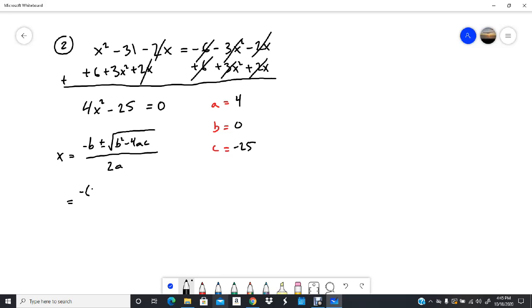So this would be 0 plus or minus the square root. 0 squared would just turn out to be 0. 4 times 4 times negative 25, over 2 times 4. So this would be 0 plus or minus, a negative times a negative, 16 times 25 is 400, and the square root of 400 turns out to be 20.